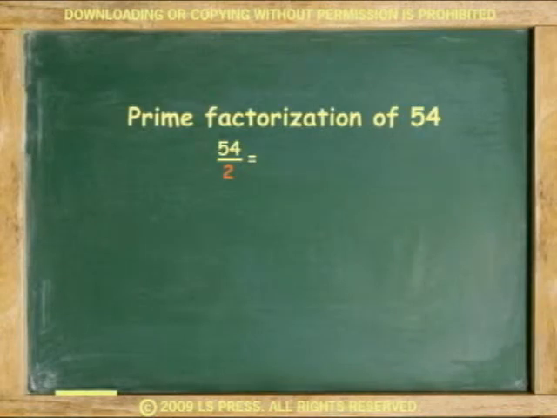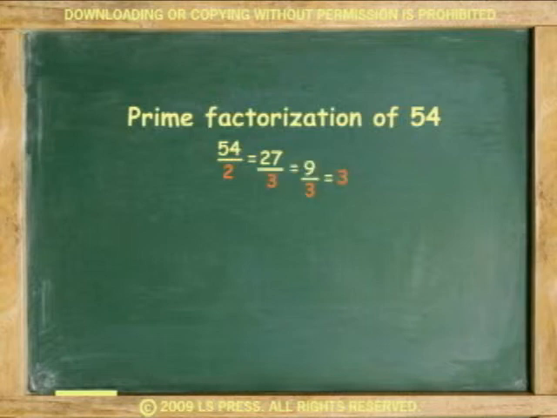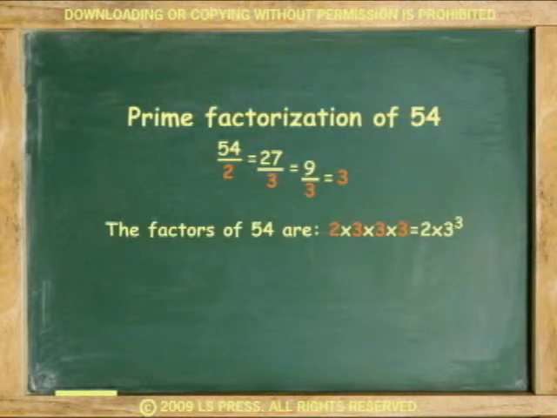The first prime number is 2. Divide 54 by 2. You get 27. 27 cannot be divided by 2. So divide by 3. You get 9. Divide 9 by 3 to get 3. Because 3 is a prime, stop. Answer: the factors of 54 are 2 times 3 times 3 times 3, or 2 times 3 cubed.